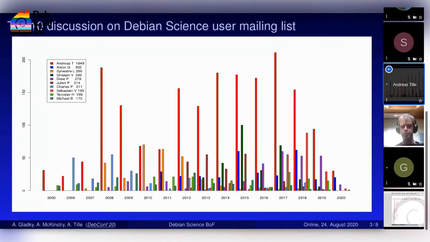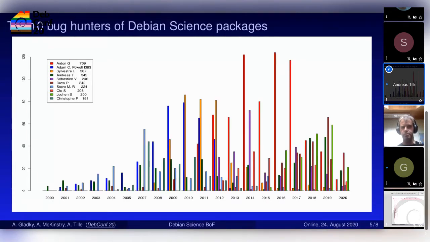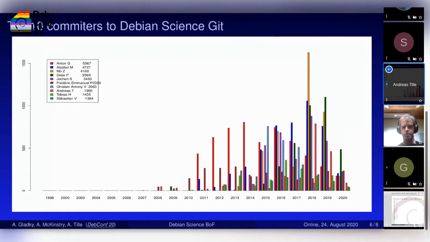There are other people discussing than uploading, which is fine since we also have users who are interested in Debian Science. We have a developer mailing list, which is basically synchronizing uploads and bug reports in one graph. And we have people who are hunting bugs, thanks to Anton, who is hunting most of the bugs, and other people are contributing a lot as well. We have commits to our Salsa instance, which are also graphed here. It basically reflects people who are doing the uploads.